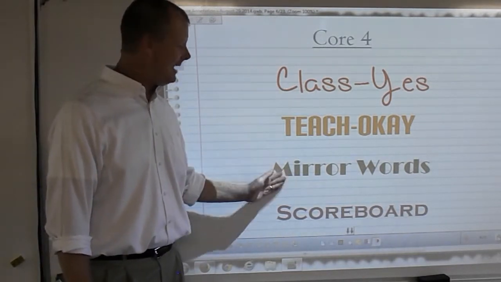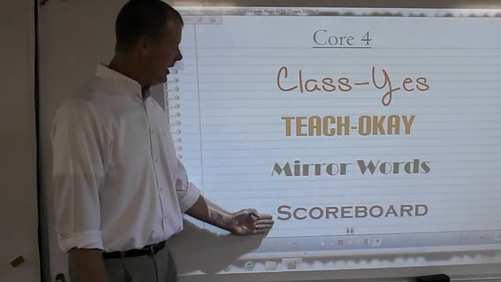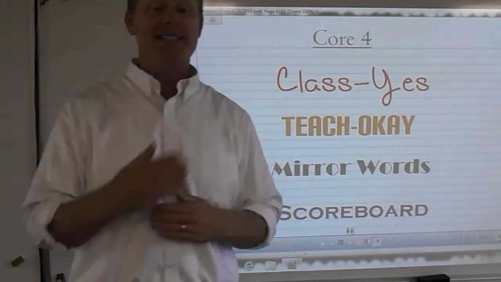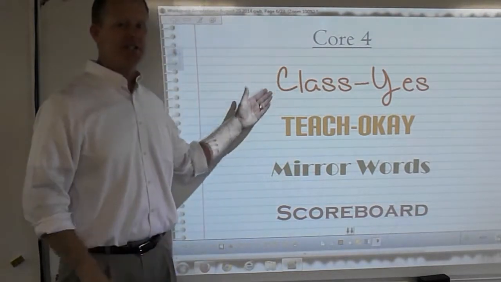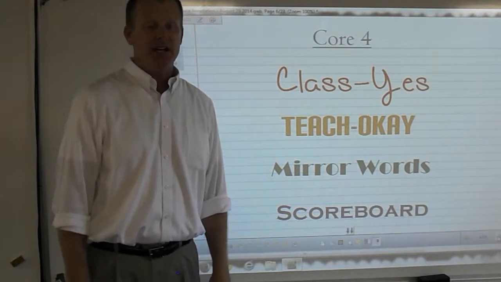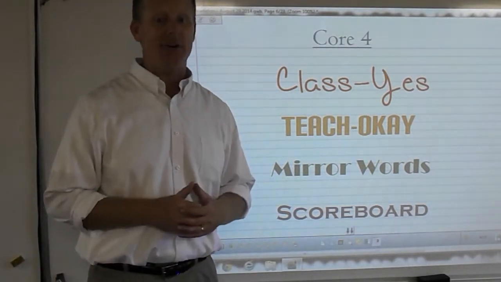Then maybe you want to add some mirror words. You go right ahead. Then another week or so later, you add the scoreboard. It's up to you how fast you want to go. It's a self-paced system, but you need to give it time for it to continue to work. And once the class yes stops working, then you need to start adding variation.